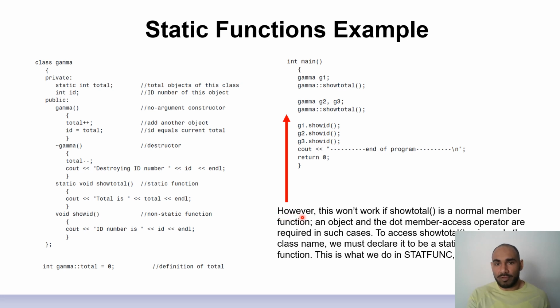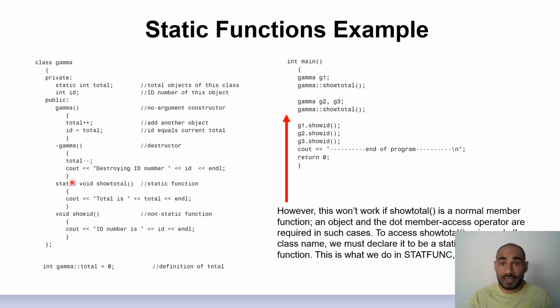However, this won't work if show total is a normal member function. This statement wouldn't work if you remove the static keyword from here. In that case, it would become a normal member function. An object and the dot member access operator are required in such cases. To access show total using only the class name, we must declare it to be a static member function. This is what we do in this program, we use static in the declarator. So that's how we do it.